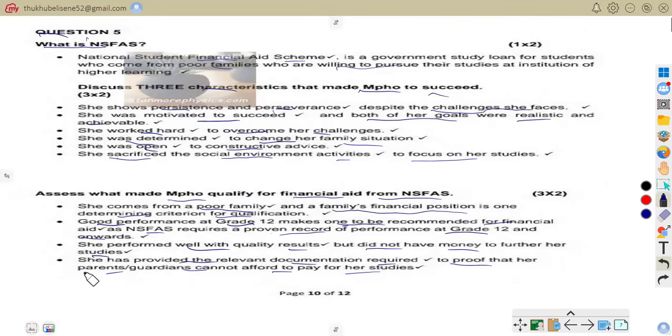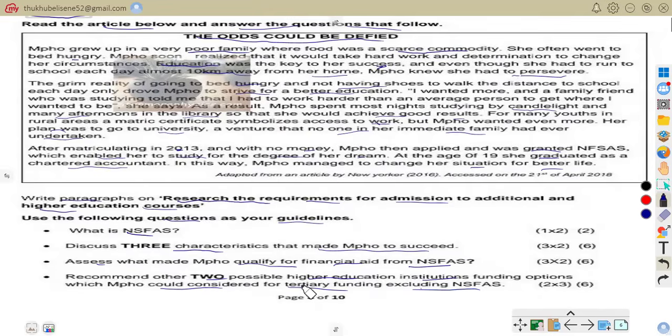Or we can talk of scholarships, financial support given to students with excellent academic or sporting performance. A top performing learner receiving a university scholarship. Also, we can talk of learnership, a program where a person works and studies at the same time while earning a stipend. For example, a learner working at a company while completing a qualification. So those are other funding options beside NSFAS. So it can be a bursary, a study loan, scholarships, or learnerships. So that is all about question 5.